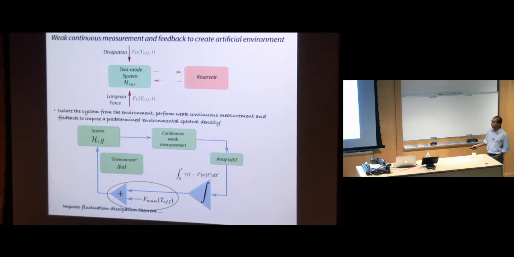Okay? So as far as the system is concerned, this artificial environment obeys the fluctuation-dissipation theorem because I'm adding in the right amount of noise along with the damping, and it behaves as though it is embedded in a system with a spectral density J, which could be completely different from its intrinsic spectral density. Okay? So this is basically reservoir engineering through continuous measurement and feedback.